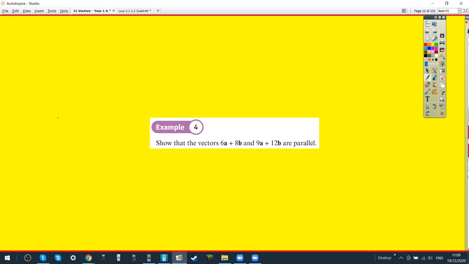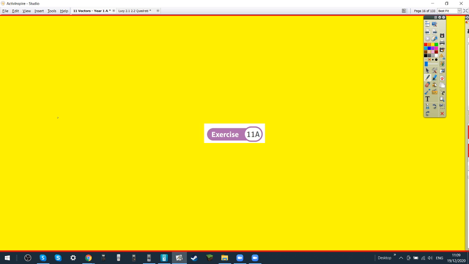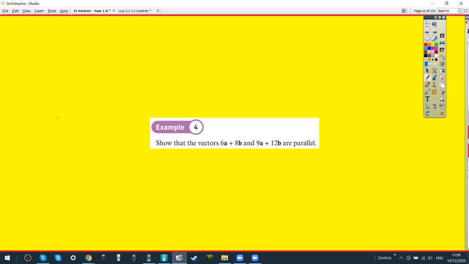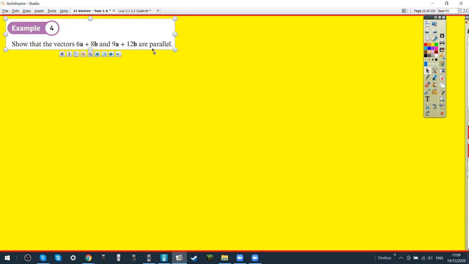Yep, great. Hold on before we start doing wacky stuff. Oh, it's all going to get wacky, isn't it? Yep. All right. Any idea how we show that these two vectors are parallel?